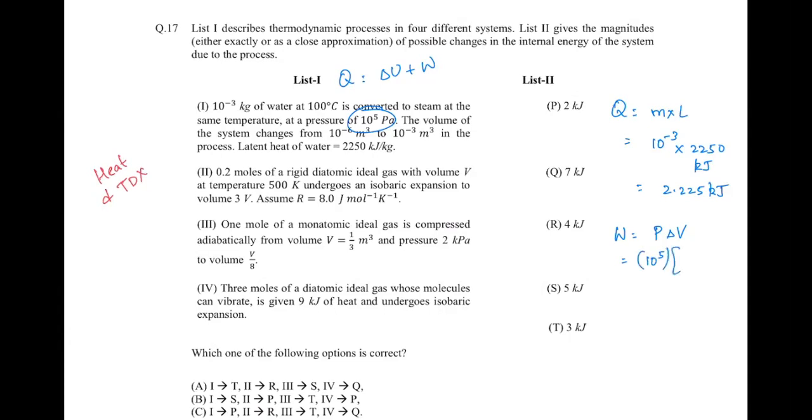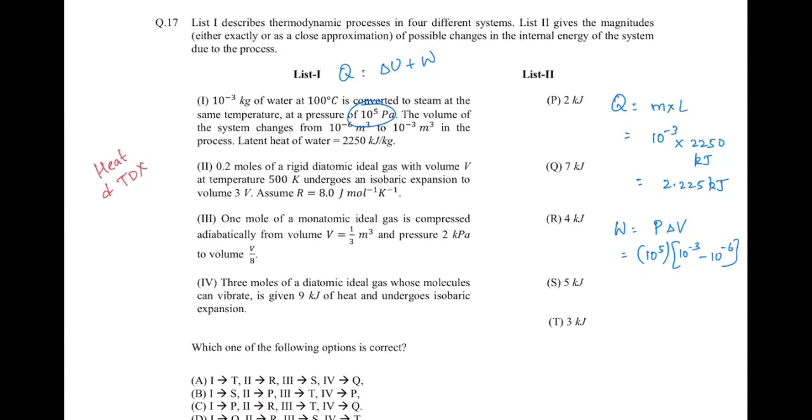You see they have said that when heating happens, the volume changes from 10 power minus 6 to 10 power minus 3. So I will find out the volume change delta V, which is going to be 10 power minus 3 minus 10 power minus 6. But this would give the answer in joules. Later we'll convert it to kilojoules.